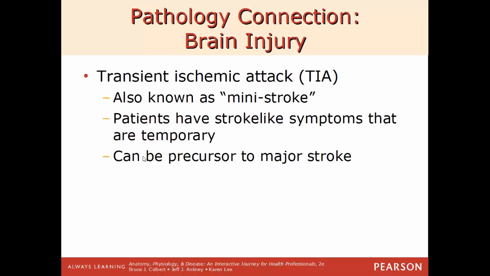That's a CVA. Another kind of brain injury is a TIA, a transient ischemic attack, often known as a mini stroke. These patients have stroke-like symptoms, but these are symptoms that are temporary. And these can be a precursor to a major stroke that's impending.